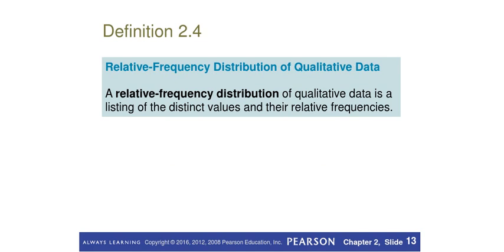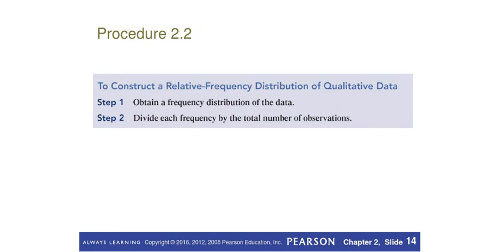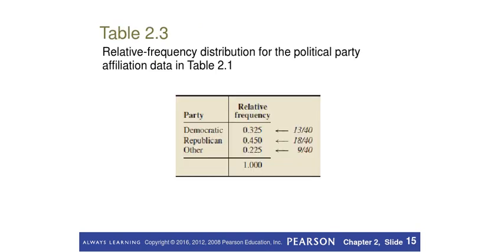And when we say relative frequency, what we do is we're listing the distinct values relative to the entire group. So the way that we do that is, of course, we take a frequency distribution, we make our count like we did with our Republican, Democrat, other table, and then we divide each frequency by the total number of observations. This is actually a really simple thing to do. There were 40 total students in this group, and we counted 13 of them that said Democrat. So if we take 13 divided by 40, we get 0.325.